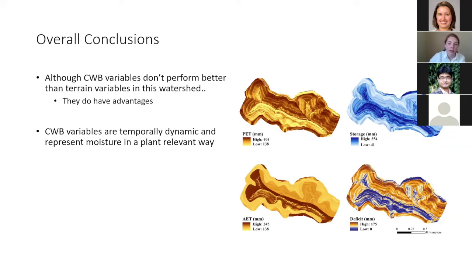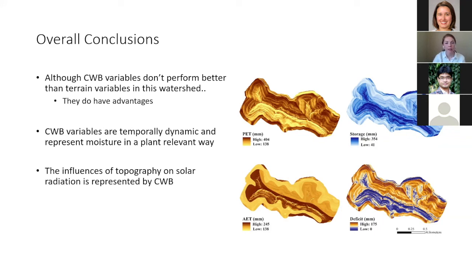I also want to say that I think that the climate water balance toolkit is really a complex set of variables. It is taking into account climate, terrain, soil data. So I think that it could be improved, but I do see the merit of it. And from the climate water balance variables, we see that the influence of topography on solar radiation is represented by climate water balance, and that slope position could probably be integrated into this tool set, or like I said, used in tandem with it.